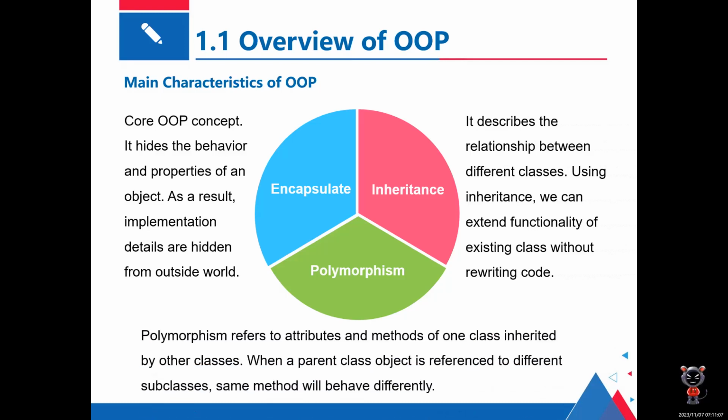And lastly, polymorphism refers to attributes and methods of a class inherited by other classes. So this means if we have created an object of a parent class and there is a common method between the parent class and subclasses, whenever we refer a subclass to a parent class object, each method will behave differently. This type of behavior is called polymorphism.